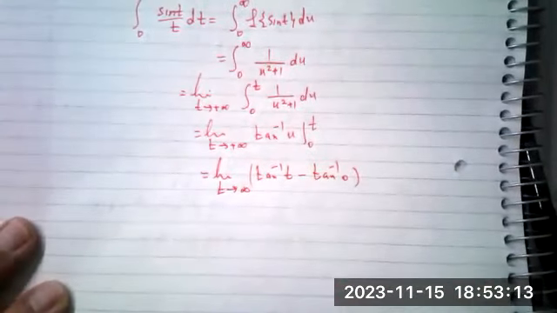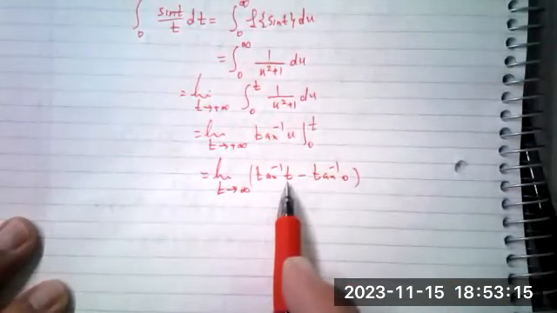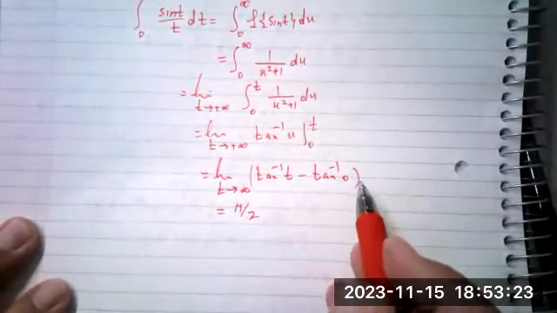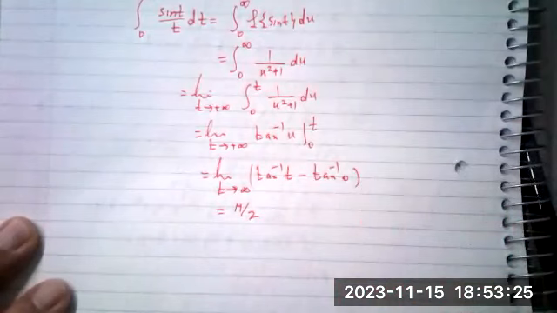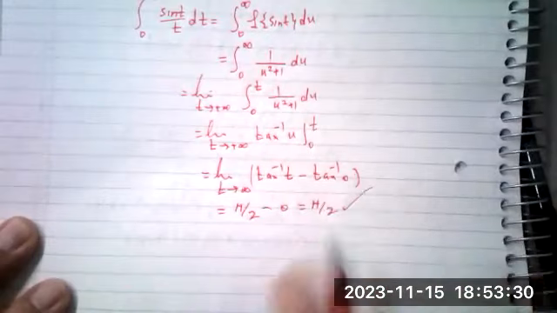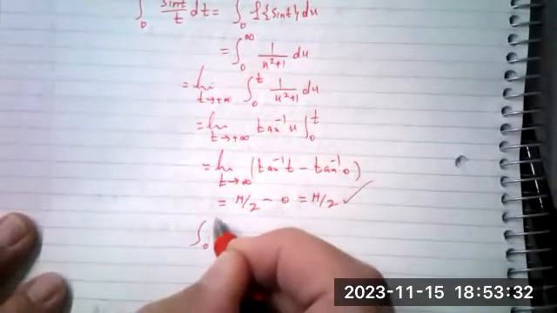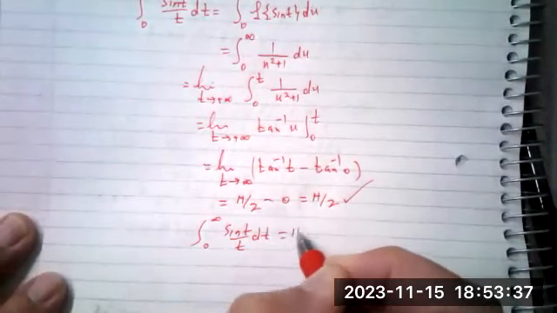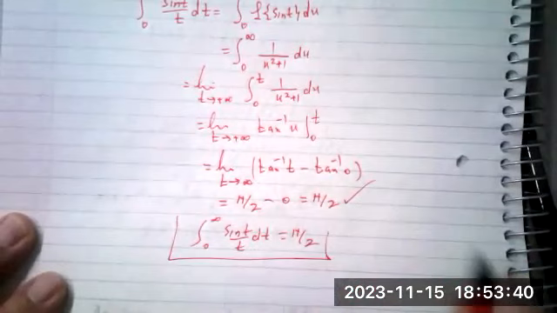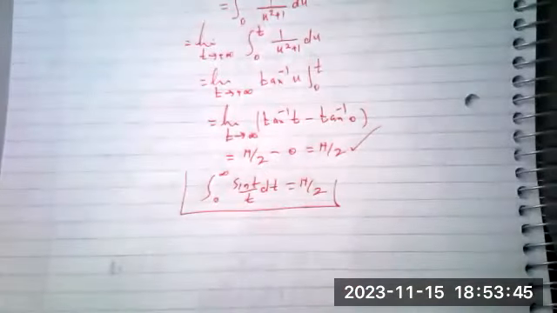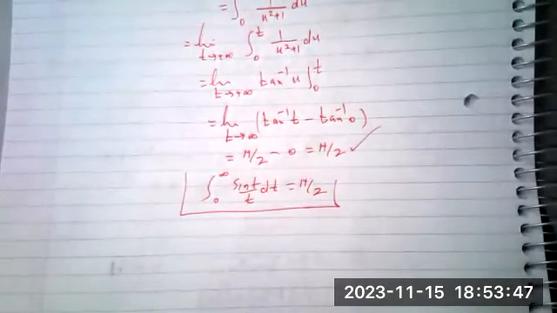When t goes to infinity, tan inverse is a continuous function, so that gives you tan inverse of infinity, which is pi half, minus tan inverse of 0. You want an angle whose tangent is 0. That is 0. So that gives you pi half. So the integral from 0 to infinity of sine t over t dt is equal to pi half. Great result. Search on the internet and you will see the proof.